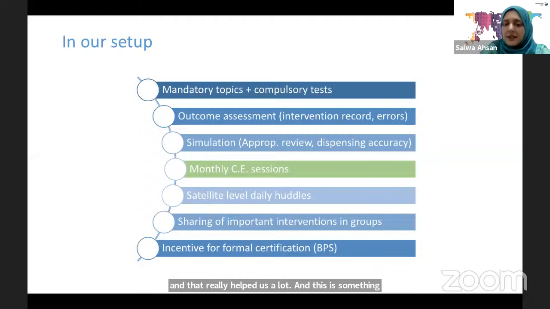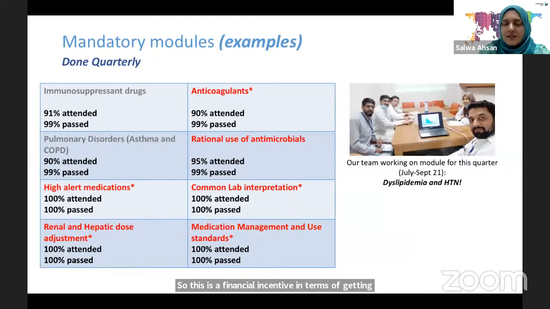Then we have our monthly CE sessions. We have satellite activity level daily huddles on different topics. Then we have sharing of important interventions in our groups. And last but not least, something we developed with the help of our management: whoever does the Board of Pharmacy certification is eligible for a handsome monthly incentive, in terms of some Pak rupees added to their salary package. So this is a financial incentive for getting board certified. We already have a couple of pharmacists who have given their exams.